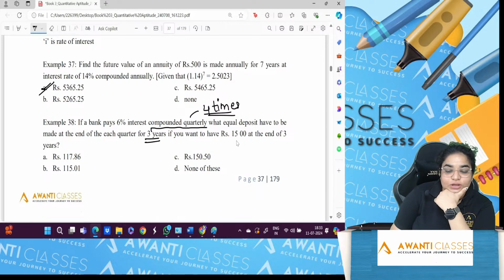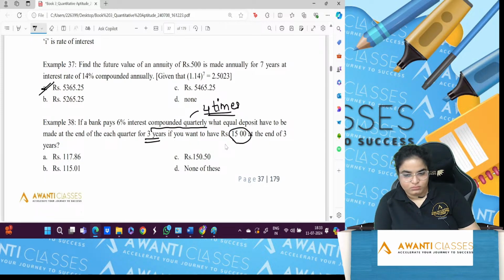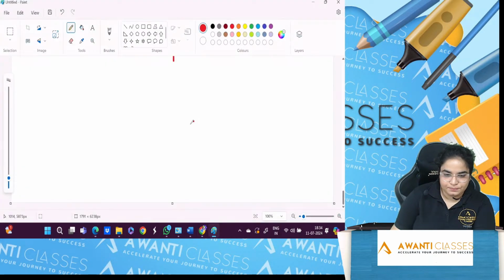If you want to have 1500 rupees, I think it is 1500 rupees, at the end of 3 years. Now, can we do this question? Of course we can. Let us do it.